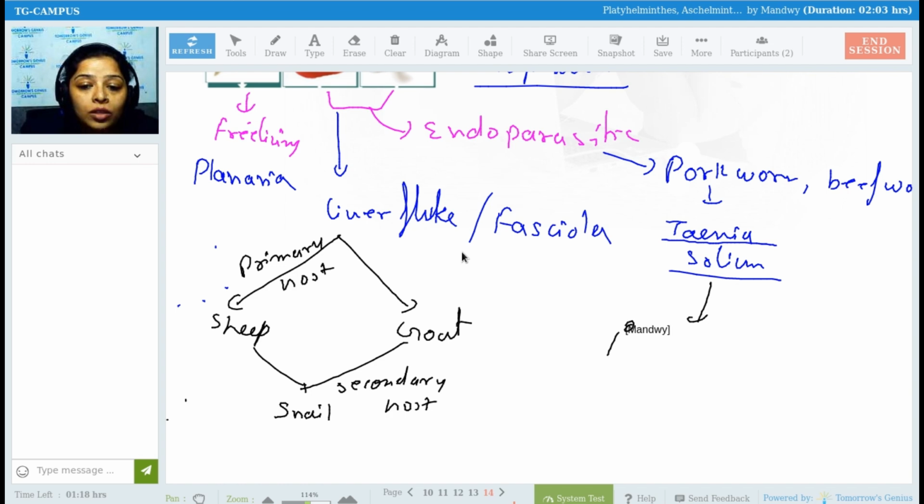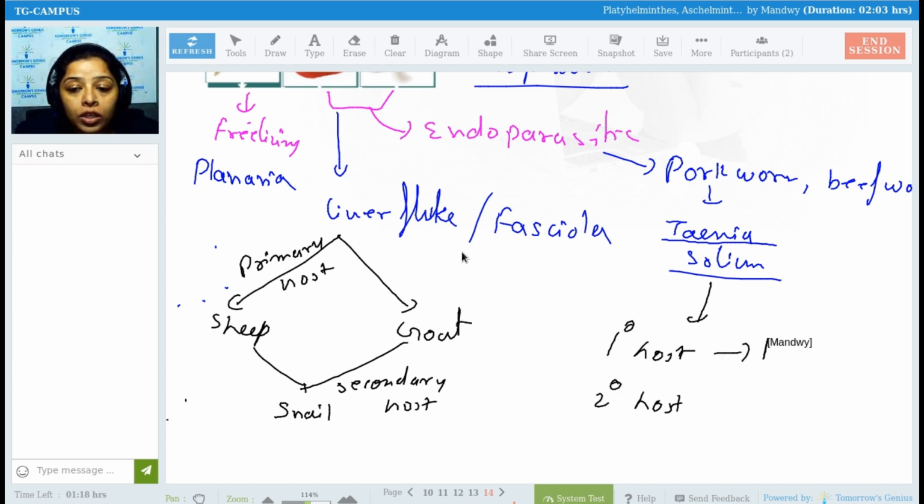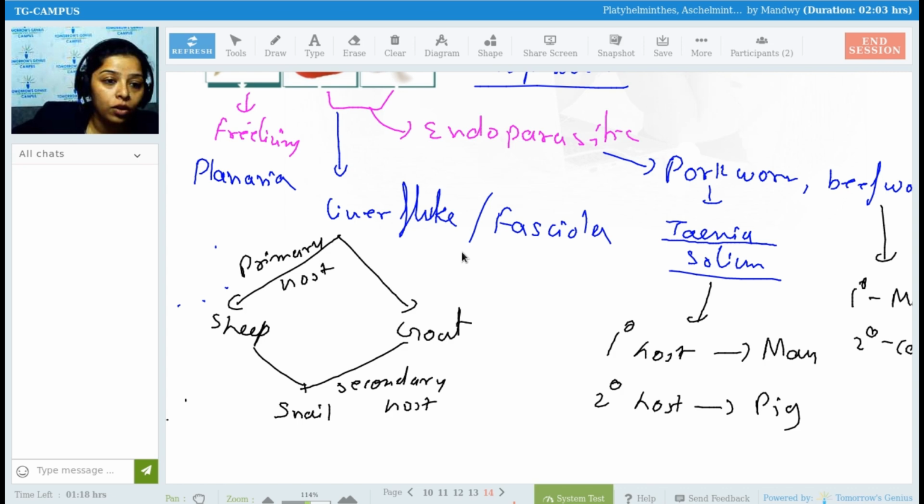two hosts. One is the primary host and another one is the secondary host. Primary host is the man and secondary host is the pig. Okay, for the beef worm, primary host is the man and secondary host is the cow or buffalo. Clear?